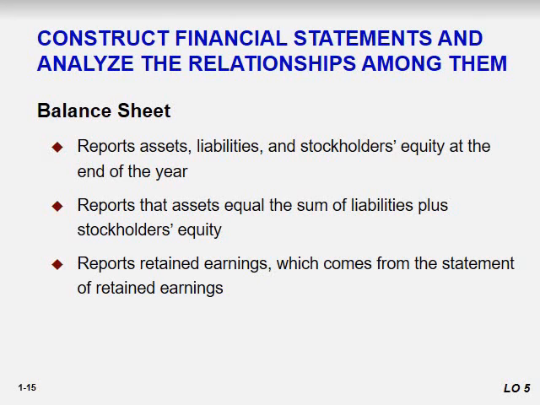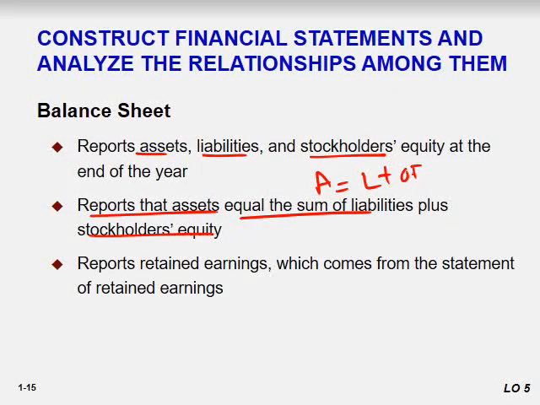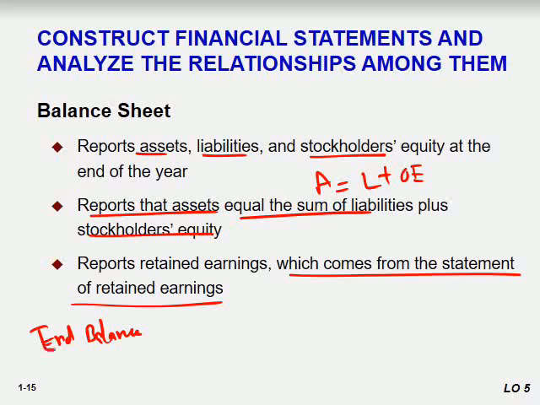So the balance sheet reports assets, liabilities, and stockholders' equity at the end of the year. So it is equal to the accounting equation, which is assets equal the sum of liabilities plus owner's equity. It also reports retained earnings, which comes from the statement of retained earnings, right? So it means the retained earnings, which is the ending balance, that comes from the retained earnings statement, will go to the balance sheet.